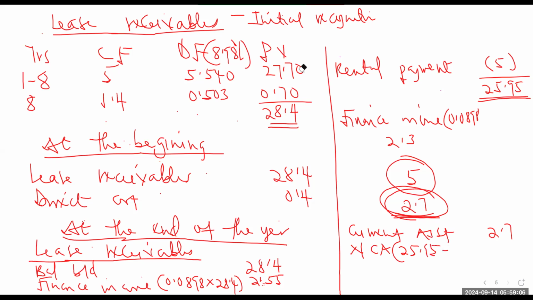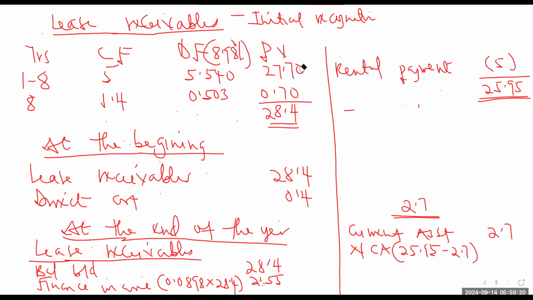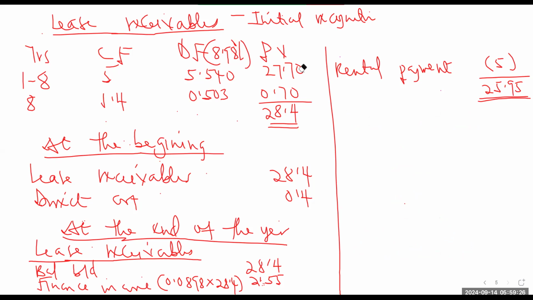But if you cannot do this, please just show your lease receivables as 25.95, which will be a non-current asset, because this is going to be for an additional 7 years. So when you want to separate it as current and non-current, mostly it is the principal amount that is treated as the current one.